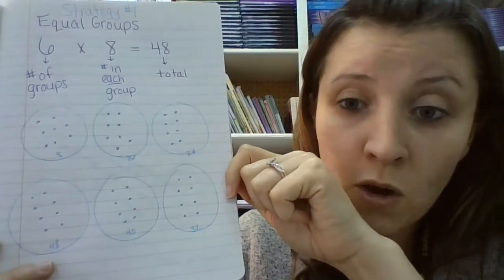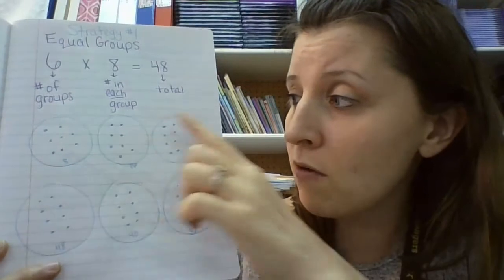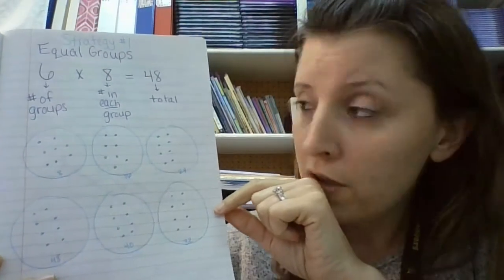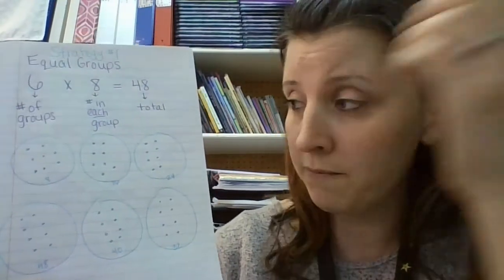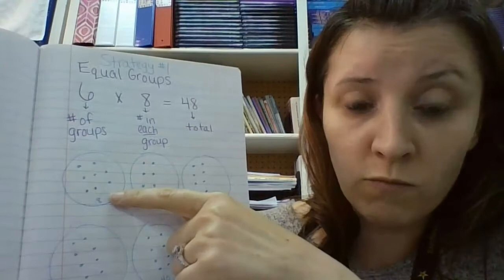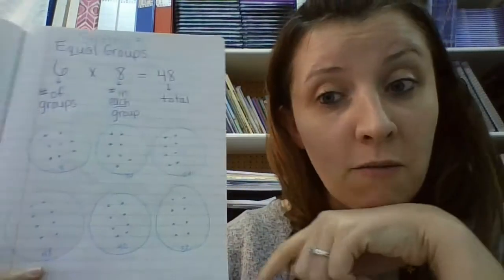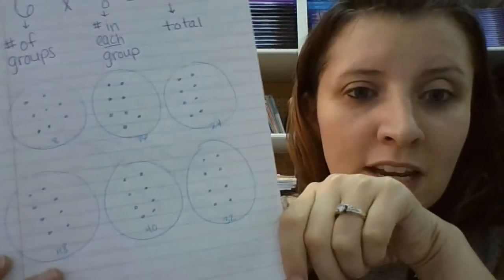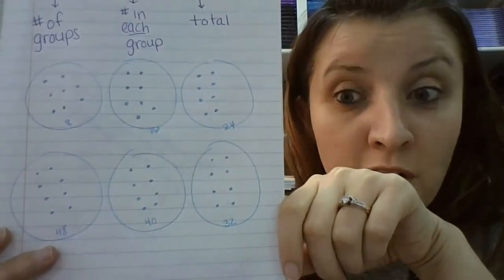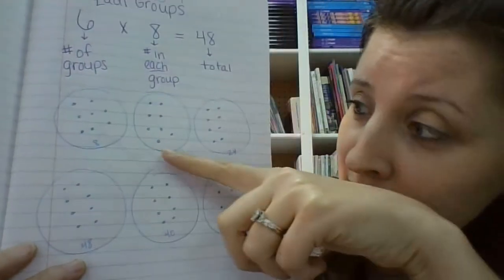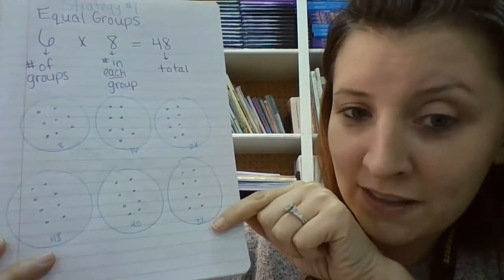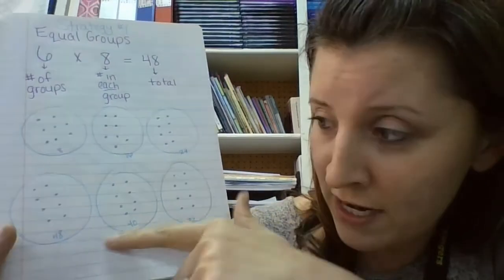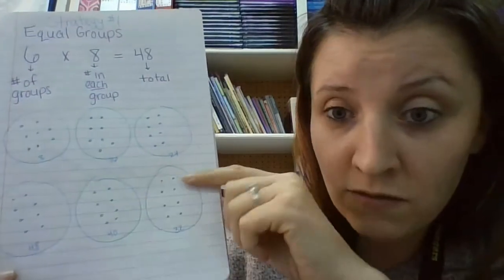Now to find the total, all I have to do is count all my dots all together. It's just like addition. Multiplication is a faster way to do addition. I can count these by ones, I can count them by twos, and if I know how to count by 8, I can do that. You can see on mine, when I counted, I kept track. I had 8 here, plus another 8 is 16, plus another 8 is 24, and then I moved down here, plus another 8 is 32, another 8 is 40, another 8 is 48. That's how to do the equal group strategy.